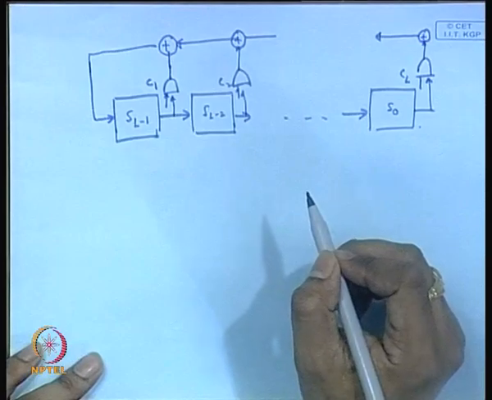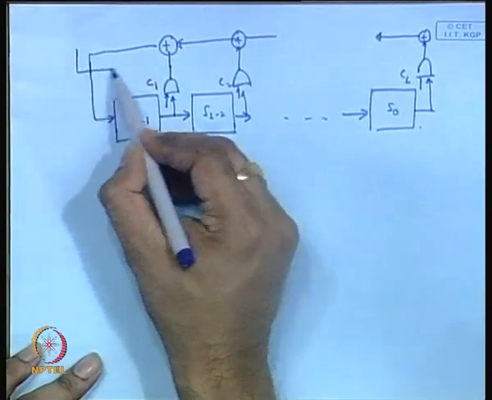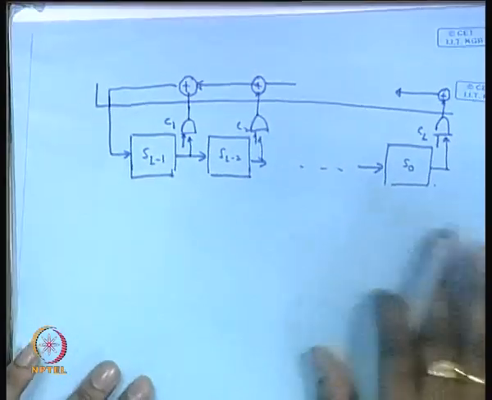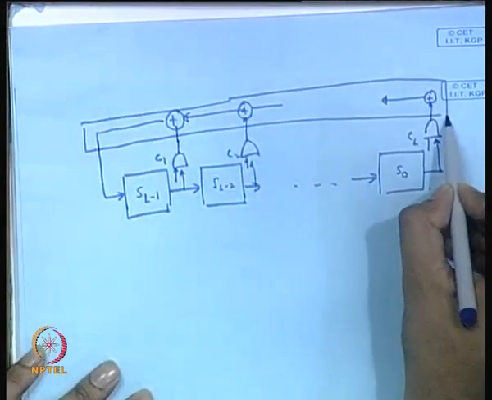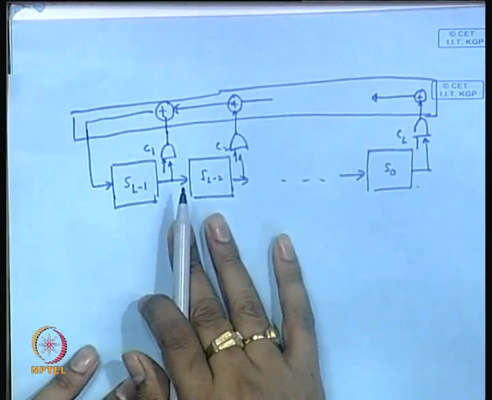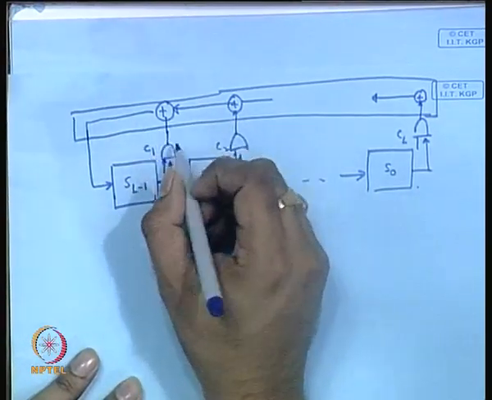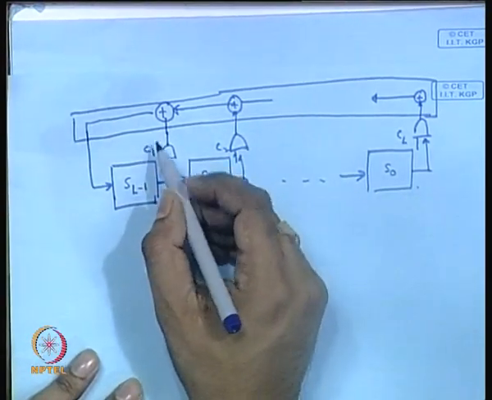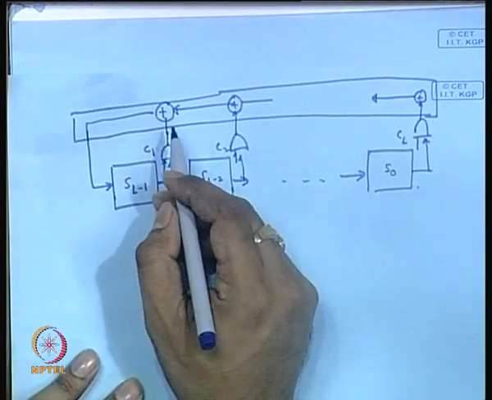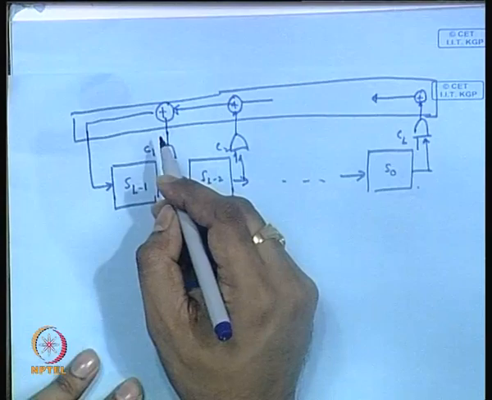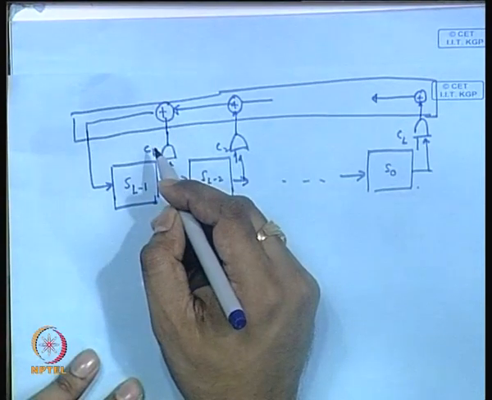Okay. So, this is an example, and this is your feedback portion. You can now understand, and probably appreciate, why it is called linear feedback: because of these XORs. If I had replaced these XORs by, say, AND gates or some other gates, then this would not have been called a linear feedback shift register.